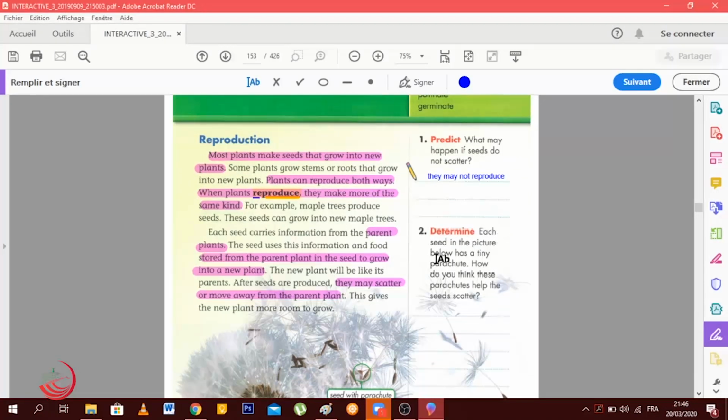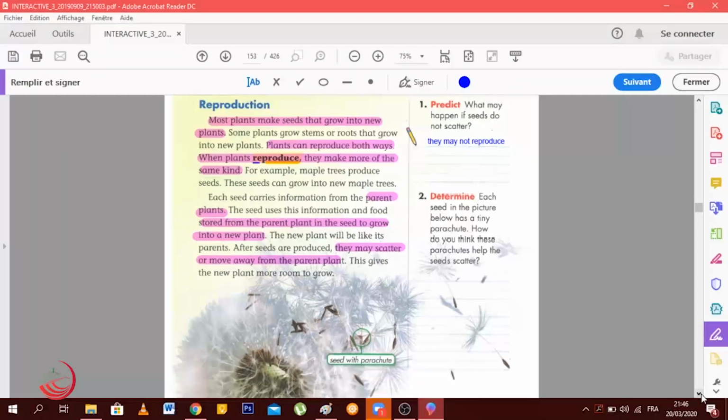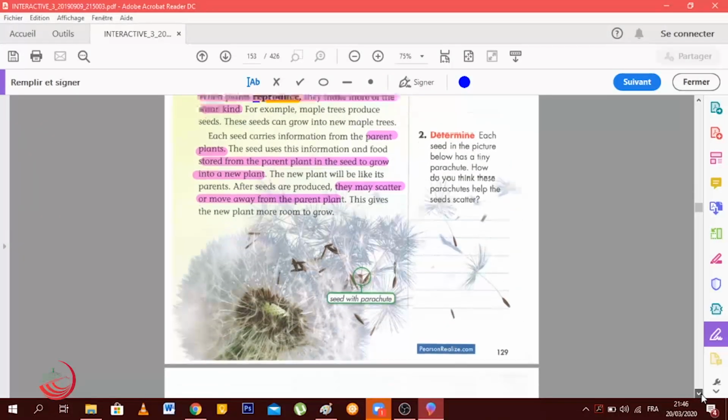Determine. Each seed in the picture below has a tiny parachute. How do you think these parachutes help seeds scatter? So as you see in the dandelion flower, this dandelion flower, it has seeds, and those seeds have parachutes. Wow! So these parachutes, how do they help the seed scatter away?